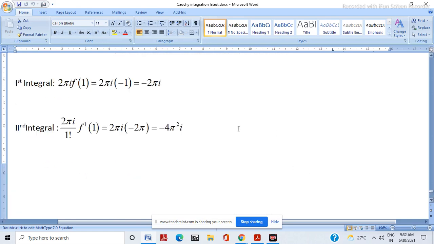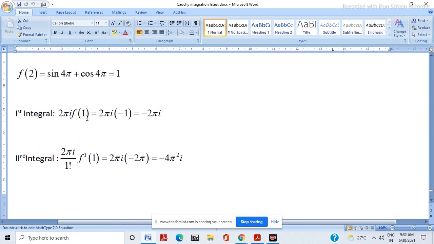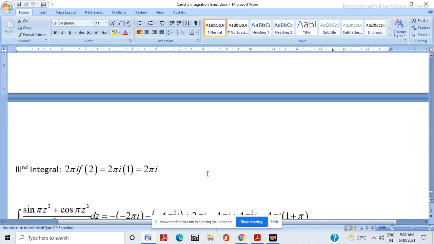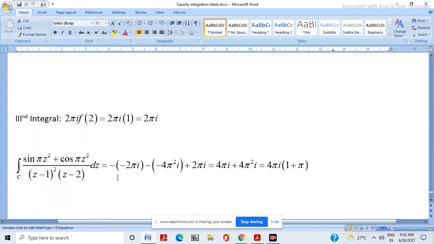Then next, what should we do? We should substitute in that one. What is our formula? 2 pi i into f of 1. Then 2 pi i into minus 1 we get. Then for the second integral, what is the formula? 2 pi i by 1 factorial f dash of 1. Then the third one, 2 pi i into f of 2. Then each integral value we get, we should substitute there. But when you substitute that, you should remember in the first integral one minus sign is there. For the second integral also a minus sign is there because our a is minus 1, b also minus 1. But c is 1. Substitute that and simplify, then we will get this value.